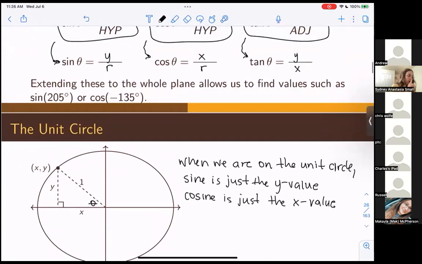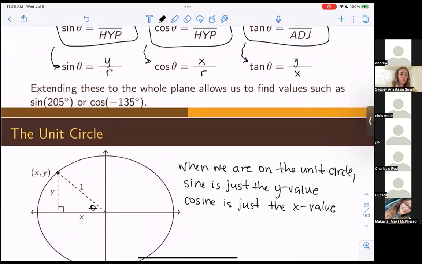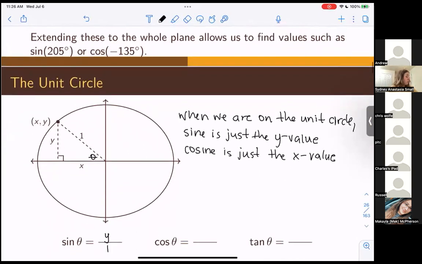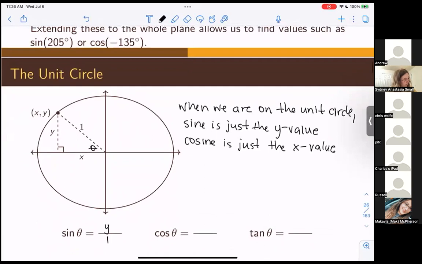Because as above, we know that the formula for cosine is x over the radius. The radius is always just 1 on the unit circle. So the cosine of theta will just be x over 1. And tangent isn't quite as nice, but it intuitively makes a lot of sense. Tangent is still y over x.